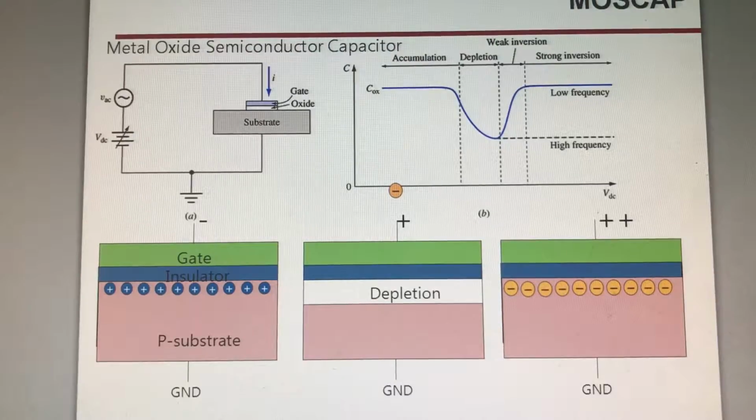MOSFET is an active device which makes a difference between resistance and conductance to control a signal. MOSFET is a metal oxide semiconductor capacitor. So, when you apply electric current to the gate, this device is classified into accumulation, depletion, and inversion layers. The difference is how much you do doping.